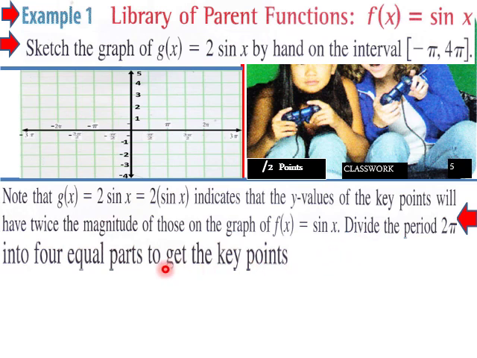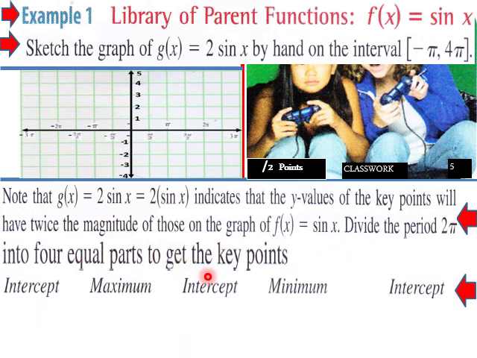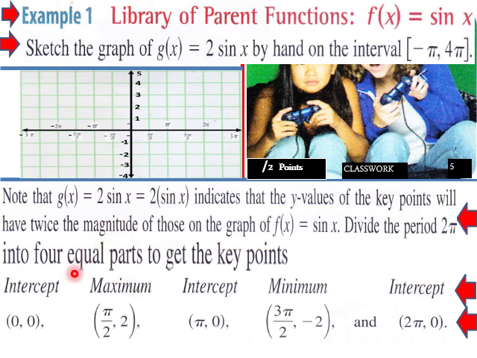Divide the period 2 pi into 4 equal parts to get the key points. So your key points for g of x equals 2 sine x: 0, 0. Pi over 2 would be 2, so you have an amplitude here of 2. Your intercept would be pi, 0, and then your minimum would be 3 pi over 2, negative 2. So 3 pi over 2 would be here, and then you're down here in negative 2, and then 2 pi is 0. You're back to 0 here.